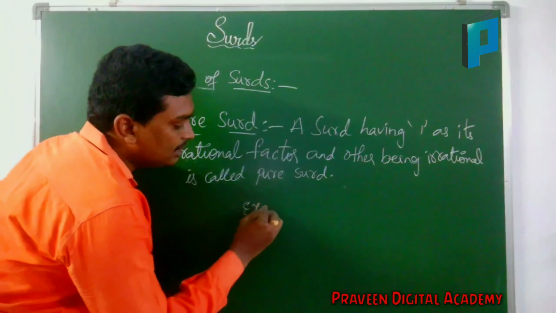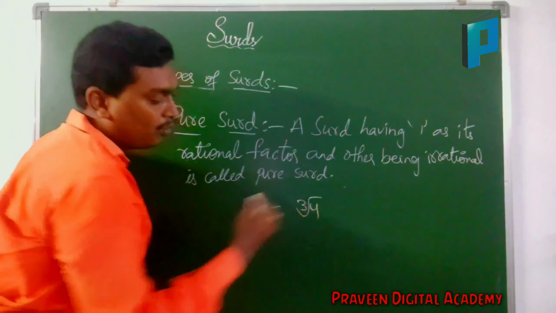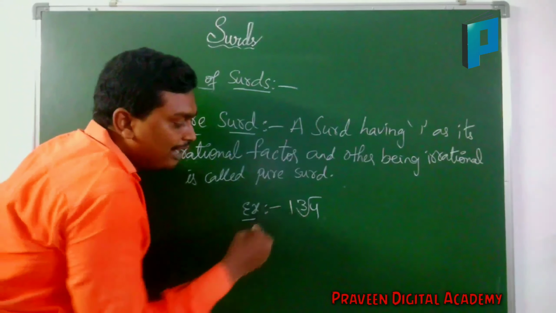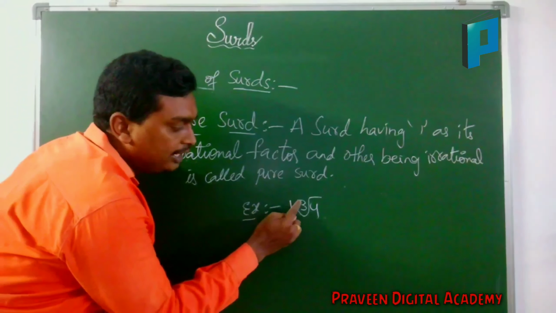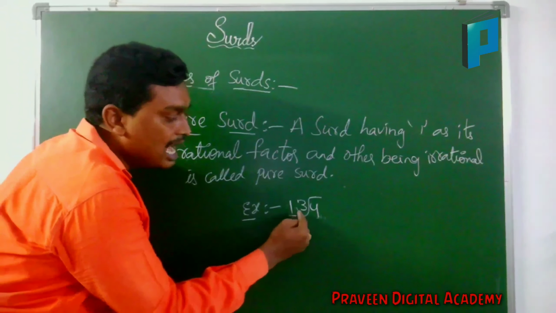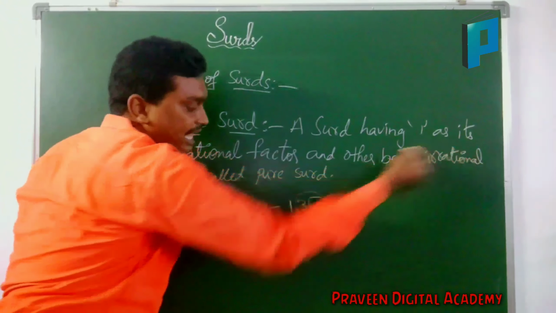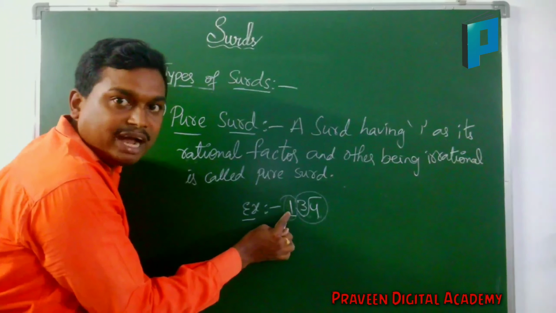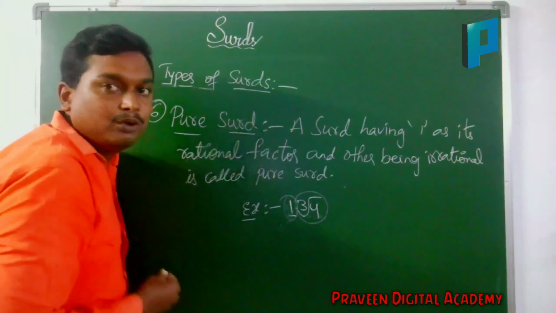Which means here if you are having something like the third root of 4, this third root 4 is called a pure surd. Why? Because if nothing is there in the rational factor, we will take it as 1. Here 1 into third root 4. Here in the rational factor we will have 1. Other than this rational factor, the remaining thing is irrational. This third root 4 is irrational and this rational factor should be 1. Then these kinds of things come under pure surd.